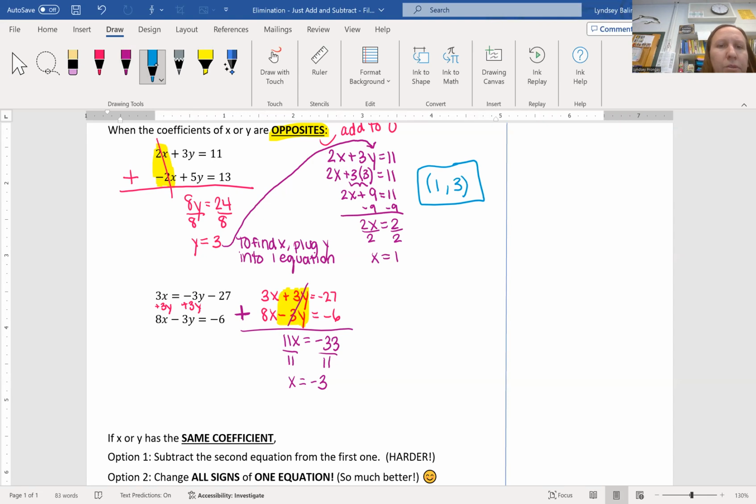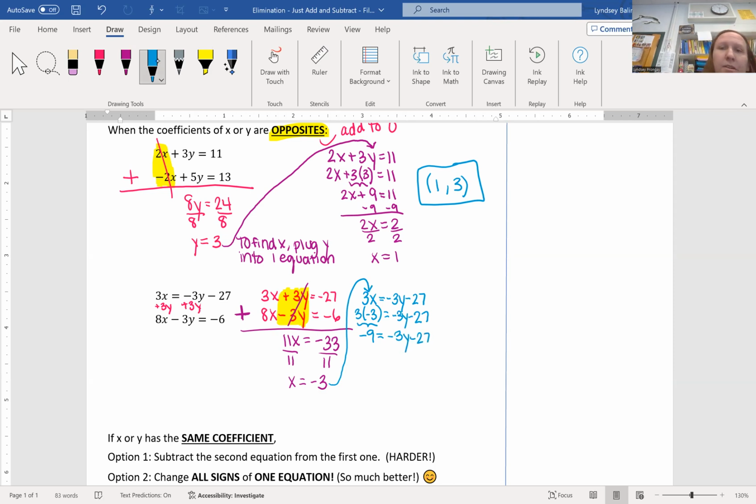So now I need to plug it into one of my two equations. It does not matter. I can use this one over here. I can use this one. I can use this one. Any of them. I'm going to choose 3x equals negative 3y minus 27. Doesn't matter. And now that x is negative 3, we're plugging it in there. We do that itty bitty math right there. So negative 9 equals negative 3y minus 27.